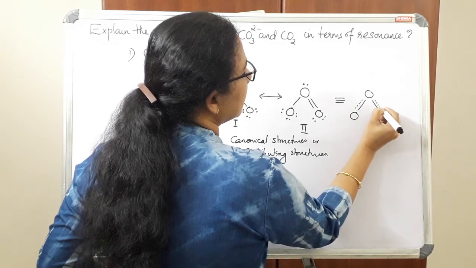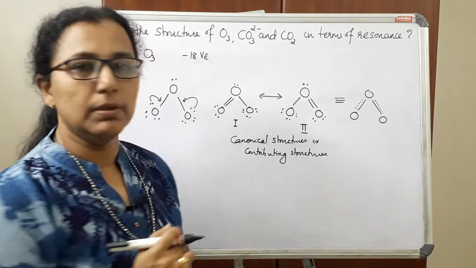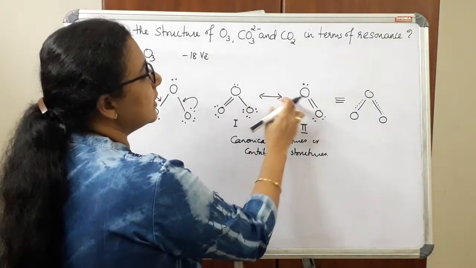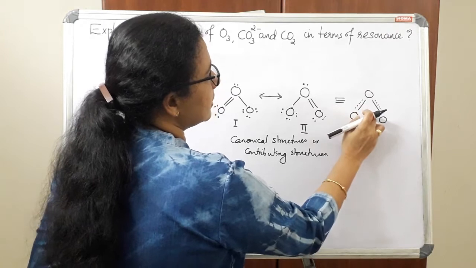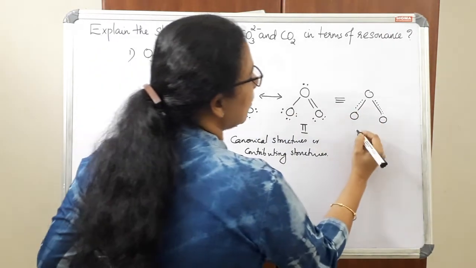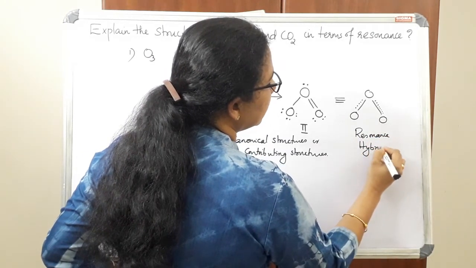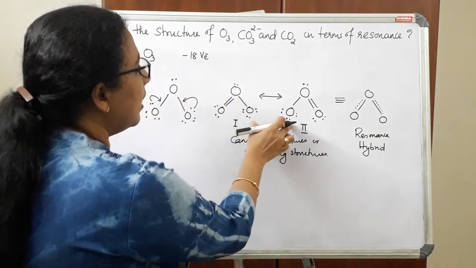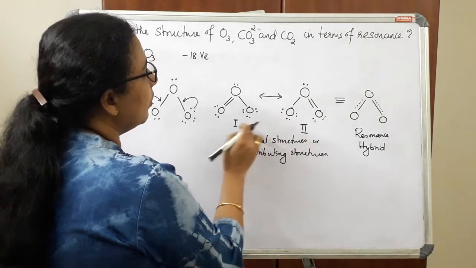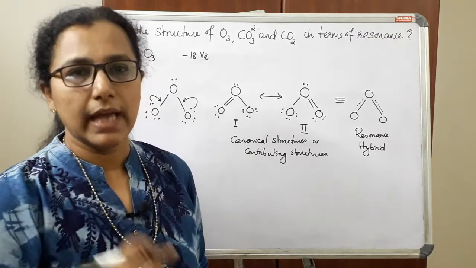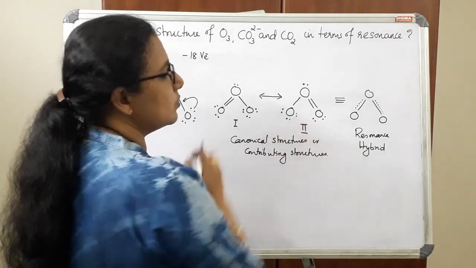That means this double bond is not permanent, or the position of these electrons is not permanent. So we can draw this structure, which is called the resonance hybrid of these two canonical structures. These are not the actual structures. The actual structure of the ozone molecule is not like this. Structures 1 and 2 are not the actual structures, but the actual structure is the resonance hybrid of these two structures.